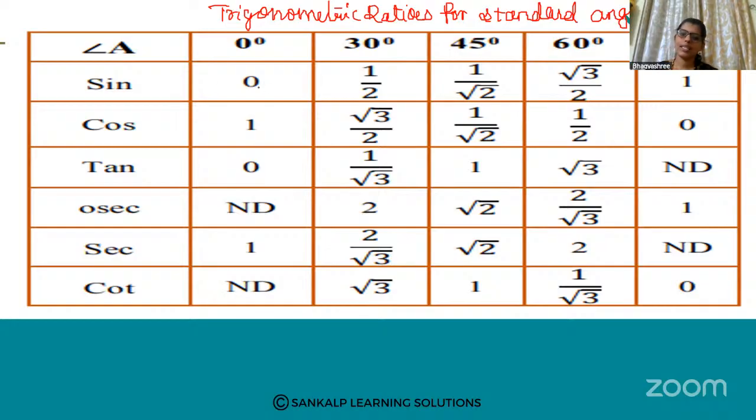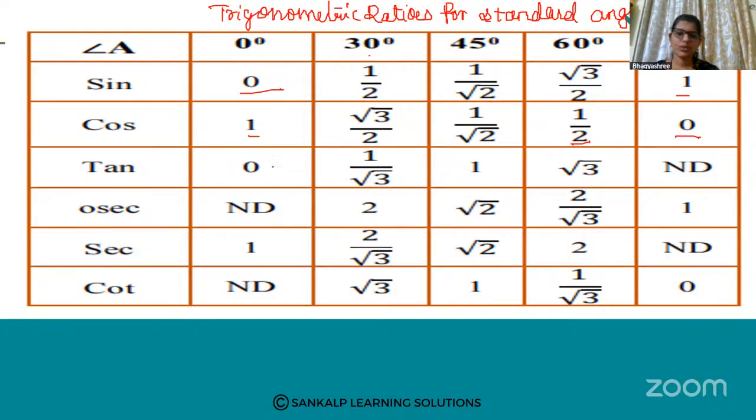Okay, sin 0 is 0, sin 30 degrees 1 by 2, sin 45 degrees 1 by root 2, sin 60 degree root 3 by 2, sin 90 degree 1. Cos 0 degree 1, cos 30 degree root 3 by 2, cos 45 degree 1 by root 2, cos 60 degree 1 by 2, cos 90 degree that's equal to 0. Again, tan 0 degree is 0. So, ಈ ಎಲ್ಲಾ values ನಿಮಗೆ by heart ಬರಬೇಕು.